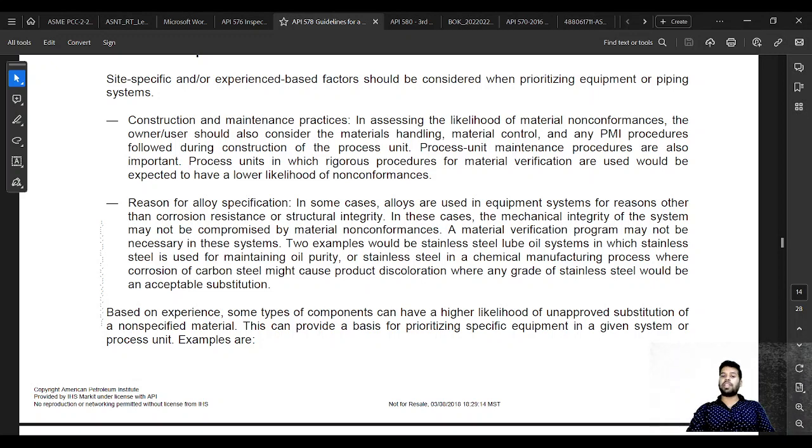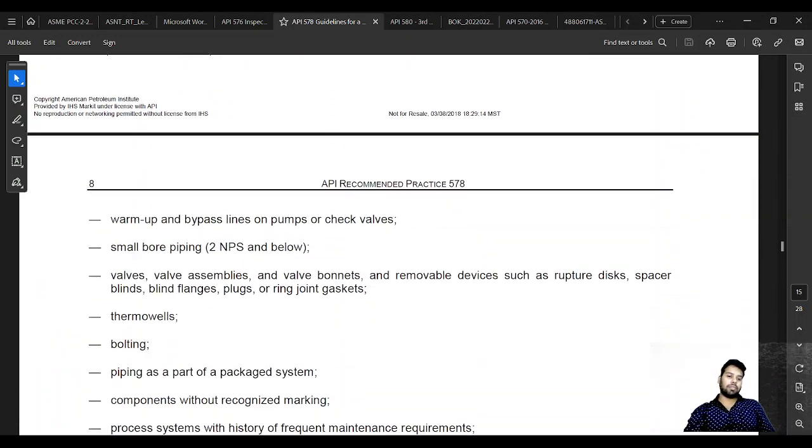Reason for alloy specification: in some cases the alloys are used in equipment systems for reasons other than corrosion resistance or structural integrity. In these cases, the mechanical integrity of the system may not be compromised by material non-conformances. The material verification program may not be necessary in these systems. So based on the experience, you can do it. Okay.